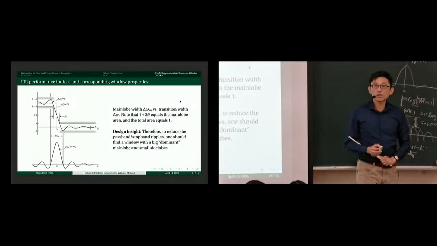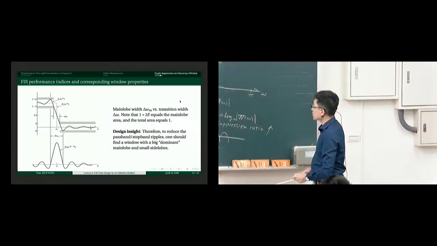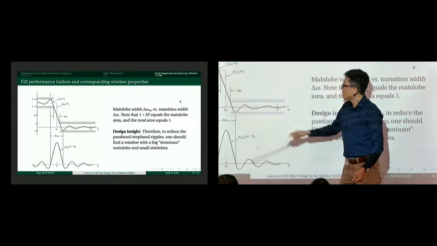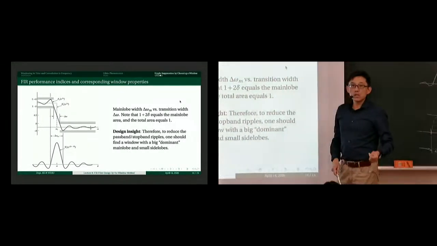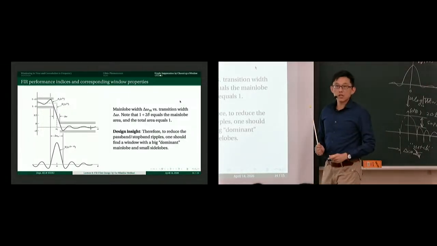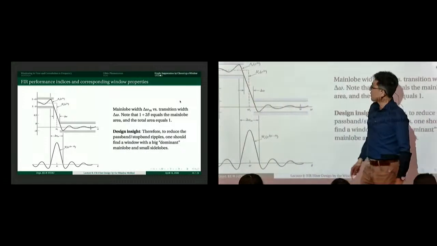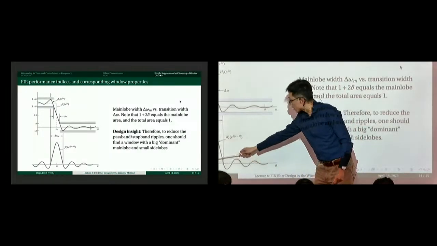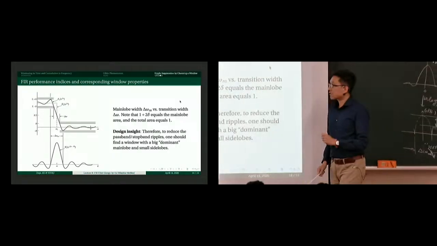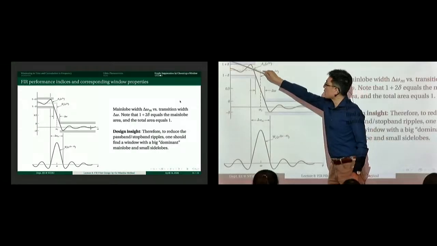So now we are finally ready to answer this question. On one hand, we want the transition to be sharp, and we know how to do it. We need the main lobe to be narrow. That's the first design goal: we want the transition width to be sharp, so clearly we want this main lobe to be narrow. But the second design goal, we want the ripple to be small. We want delta to be small.